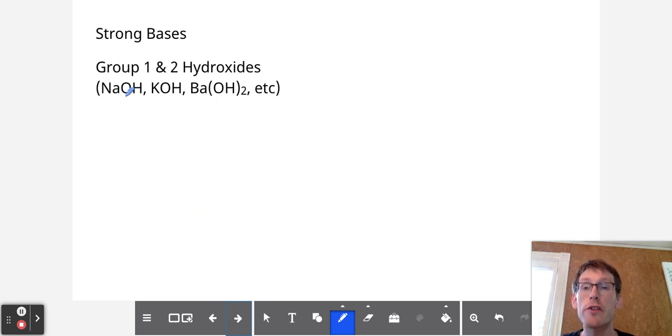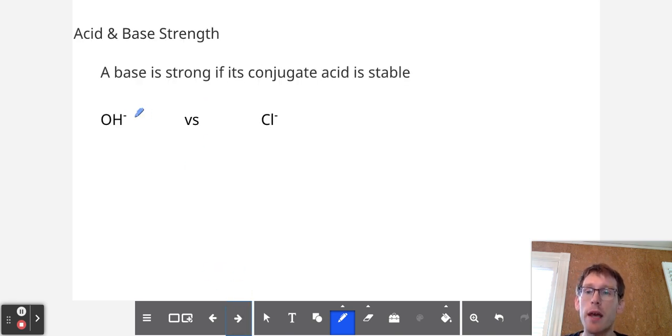Next, we'll address what the strong bases are, and they are the group 1 and 2 metal hydroxides. So sodium hydroxide, potassium hydroxide, barium hydroxide, and so on are strong bases. And what makes a base strong is its conjugate acid being stable. So if I look at the conjugate acid of hydroxide, it's water. This is a very, very stable substance. It is not very acidic, water.